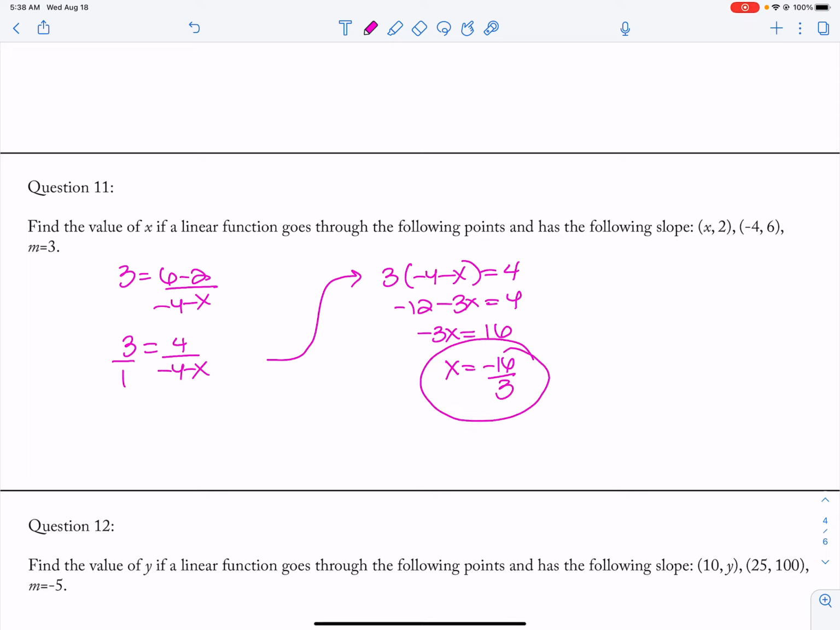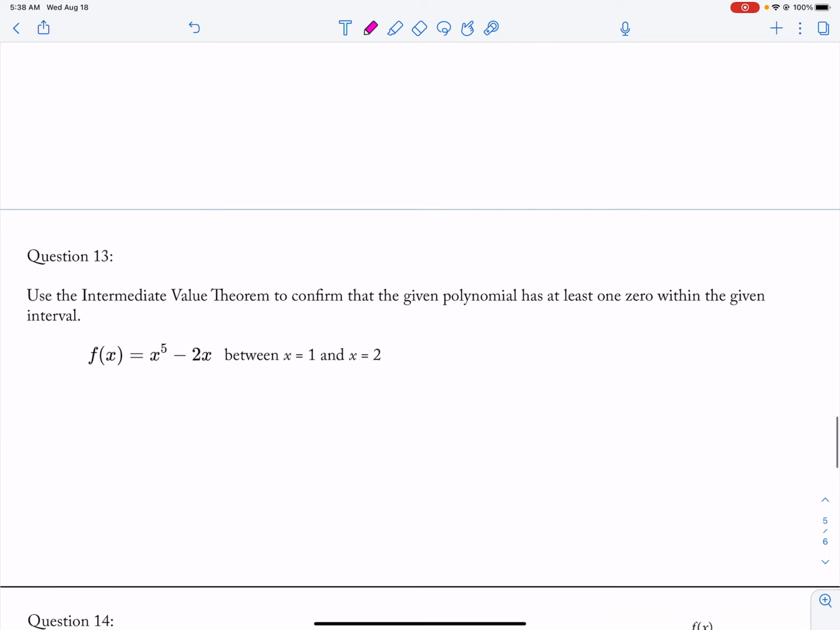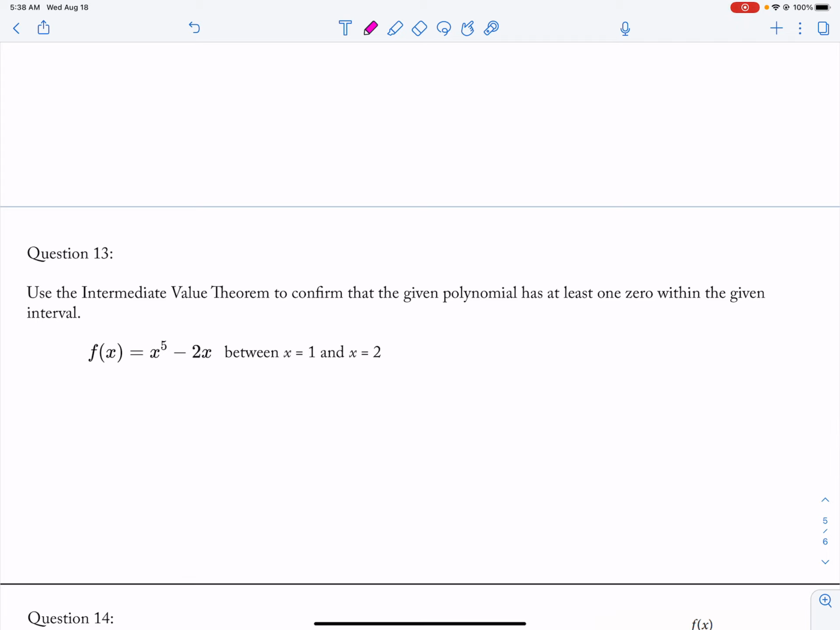Okay. Few more, and then we'll be done. Let's take a look at the next one. So 13. I'm going to use the intermediate value theorem.